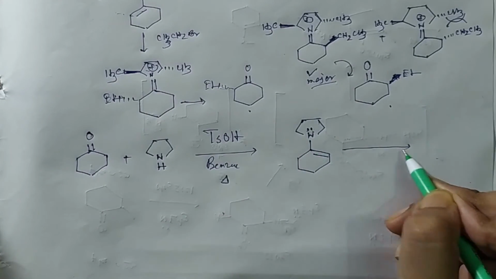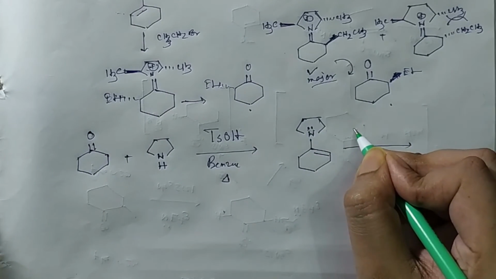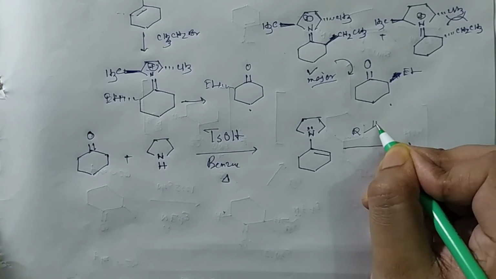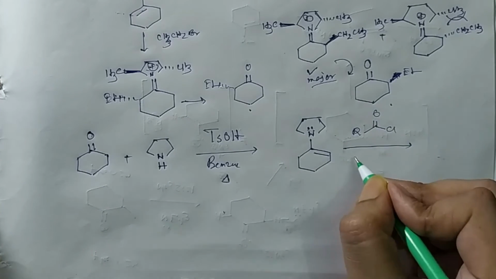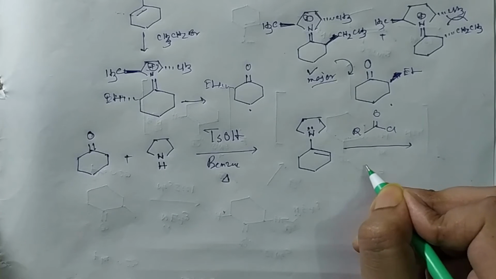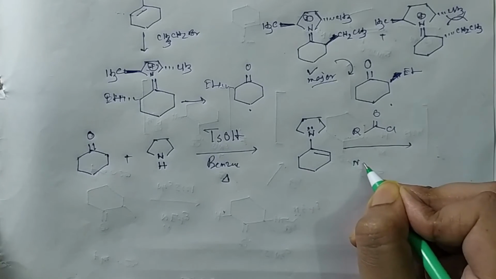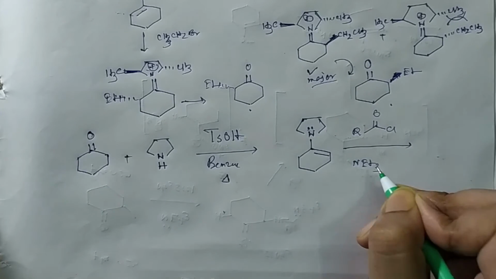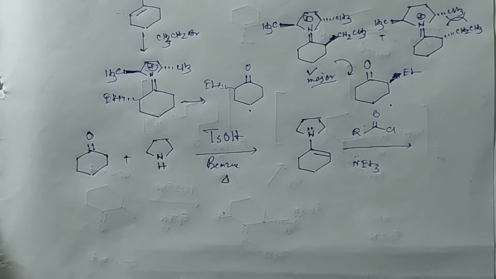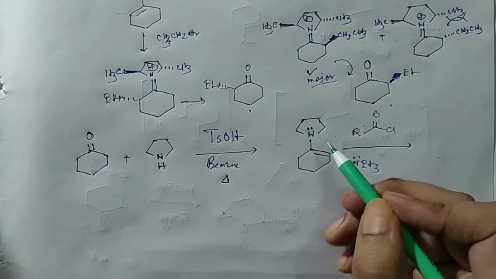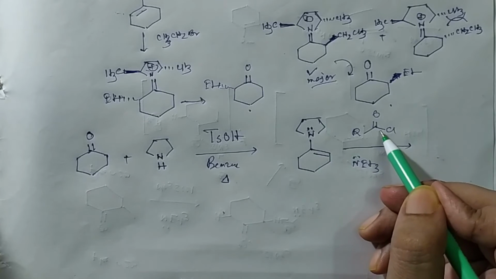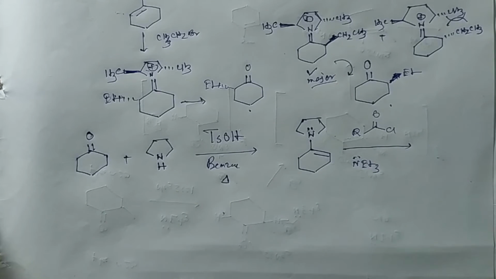The reagent given is an acyl chloride, RCOCl, and along with this a base is given, which is Et3N, that is triethylamine. Okay, so what we can expect is this lone pair comes here, this goes here, attacks here, and Cl minus leaves. So we will get an alkylated product.